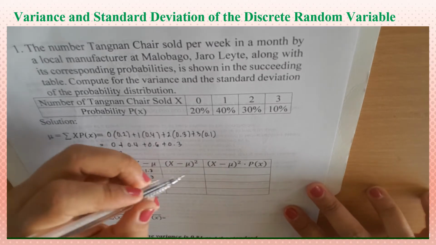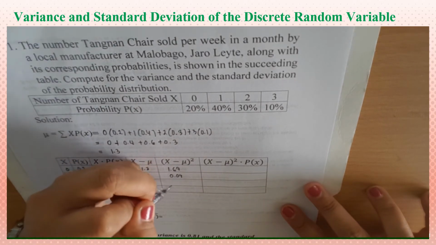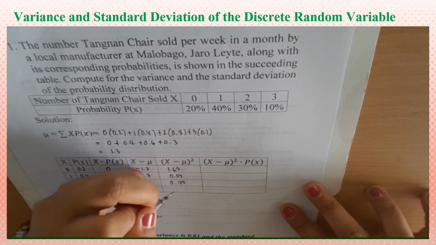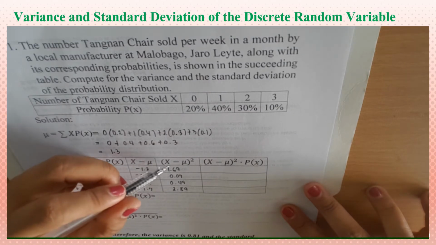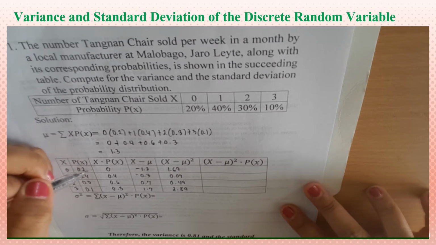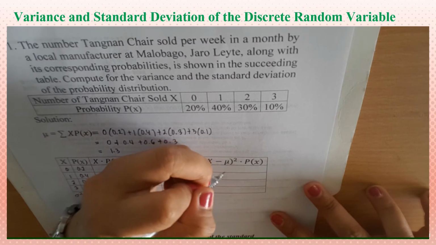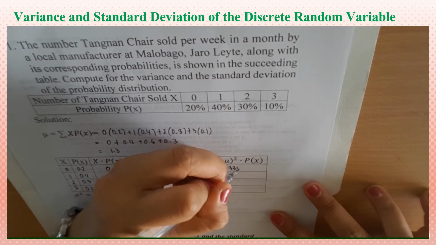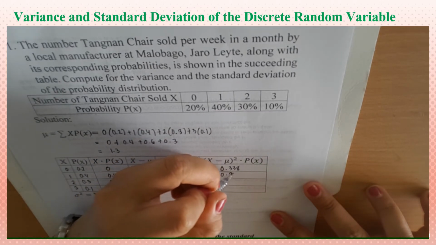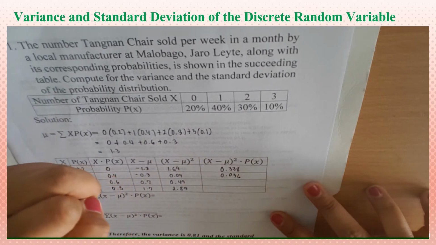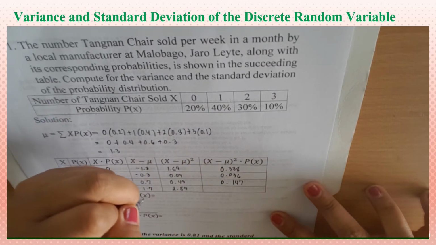So squaring these, that would give you 1.69, 0.09, 0.49, and 2.89. Multiplying your x minus mu squared with your p of x, 1.69 times 0.2 would give you 0.338. You have 0.09 times 0.4, you have 0.036. 0.49 times 0.3 would give you 0.147. 2.89 times 0.1 would give you 0.289.